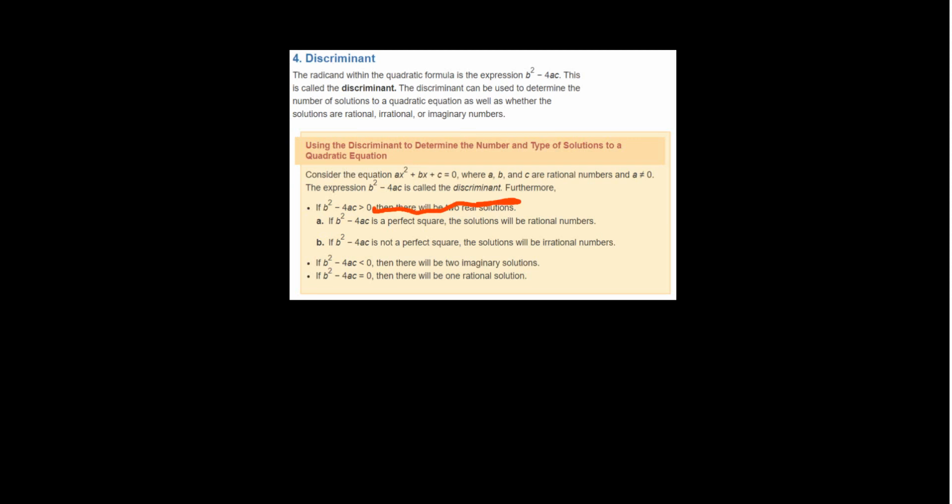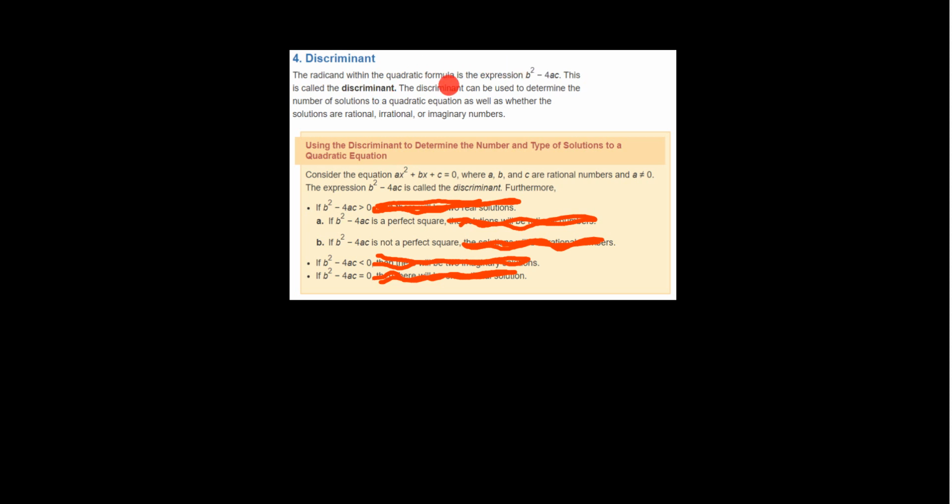So let's go ahead and mark these out. You know what? Actually, let's mark this out too. Okay. So the discriminant is something that you can just use and do pretty quickly to see how many of what type of solution we have. So what does that mean? Well, the radicand within the quadratic formula is the expression b squared minus 4ac. This is called the discriminant.